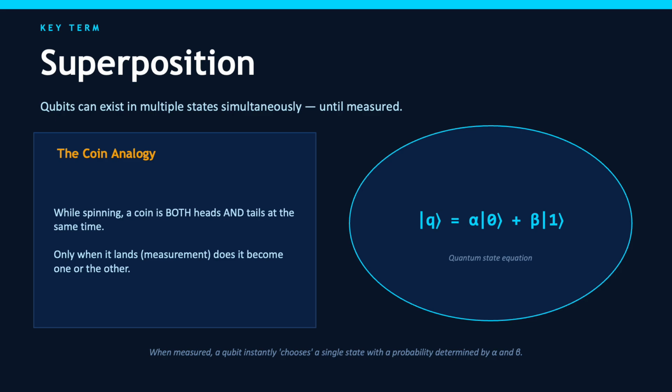So don't worry too much about the symbols. What it means is that the qubit has a certain probability of being 0 and a certain probability of being 1. Grover's algorithm is clever because it manipulates these probabilities to make the correct answer much more likely to appear.